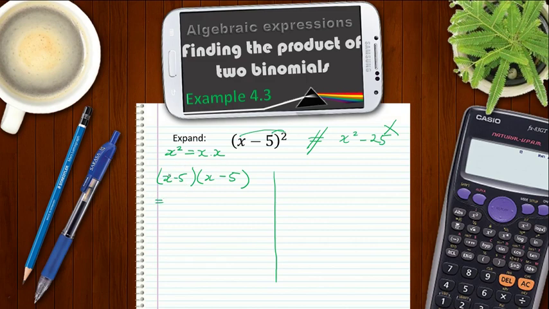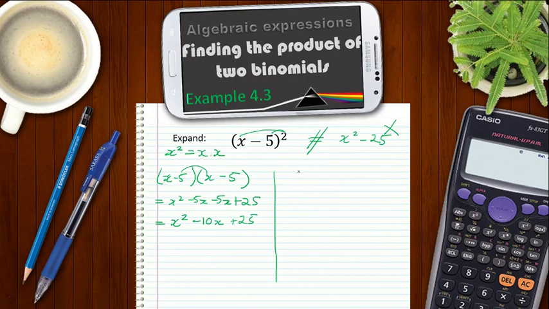So then it's just like we've done now previously. We say this one times this one is x squared. Then this one times that one is minus 5x. Then we move over to the second one. That's minus 5x. And then the last one plus 25. So this is then x squared. Then minus 5 minus another 5 gives me negative 10x. And then plus 25.